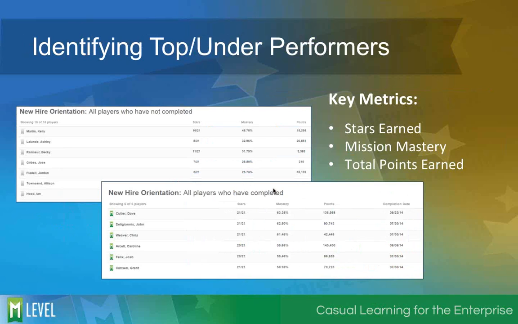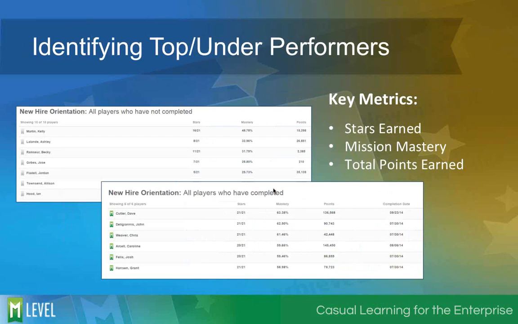Our next topic here is identifying our top and underperformers. To look at these metrics, all we have to do is look no further than our completion tab. In our completion tab, we can see the total numbers of stars earned by a given player, their current mission mastery, as well as their total points earned.